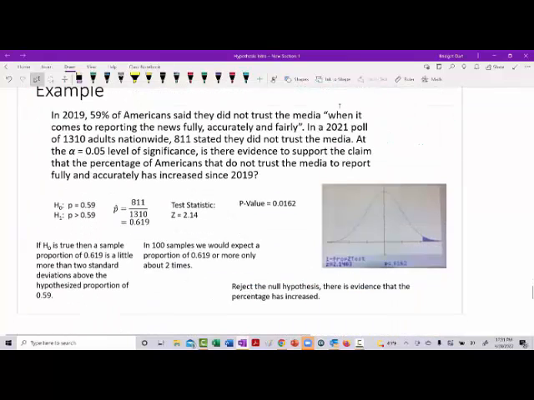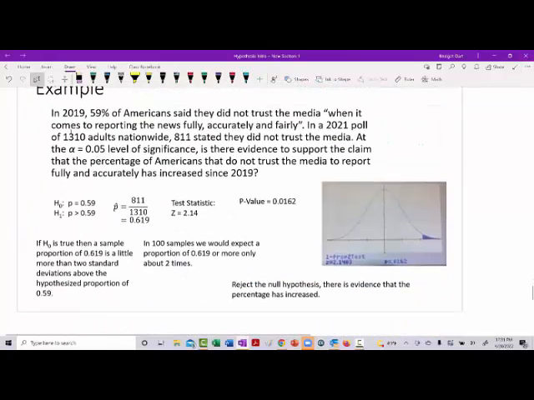Here's what it looks like in practice. In 2019, 59% of Americans said they did not trust the media when it comes to reporting the news fully, accurately, and fairly. In a 2021 poll of 1,310 adults nationwide, 811 stated they did not trust the media. At the alpha equals 0.05 level of significance, so in other words, they're not willing to take more than a 5% risk of getting this wrong, they're asking, is there evidence to support the claim that the percentage of Americans who do not trust the media to report accurately and fairly has increased?